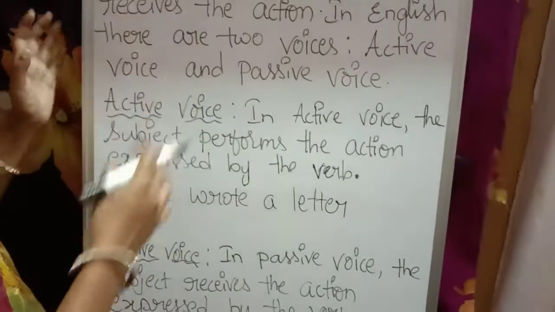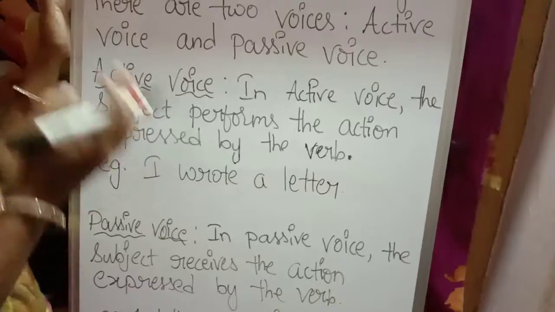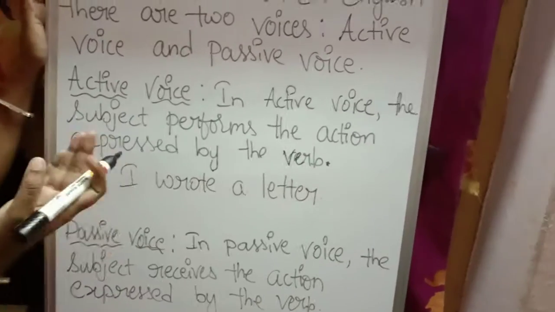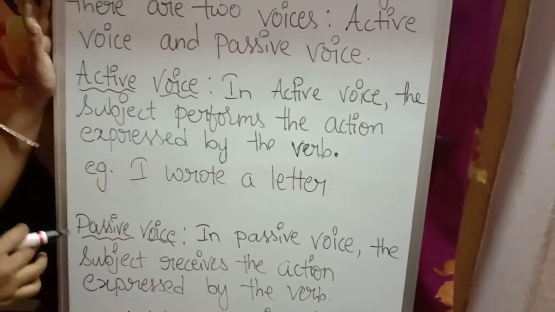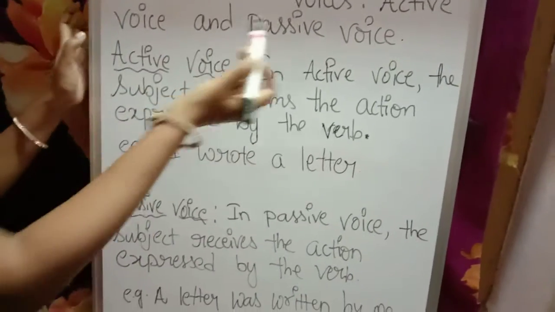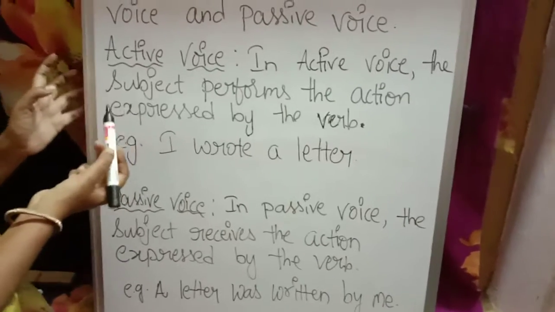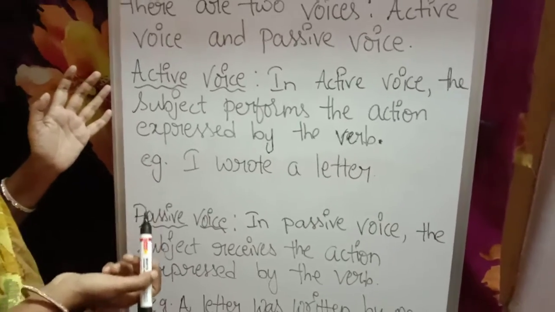So what is voice, children? Voice is a form of the verb which tells whether the subject of the sentence performs or receives the action. So as I told you, there are two types of voices, active voice and passive voice. So let's see what is active voice and passive voice.